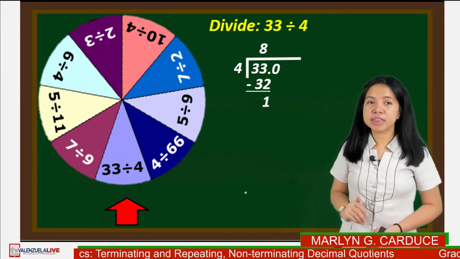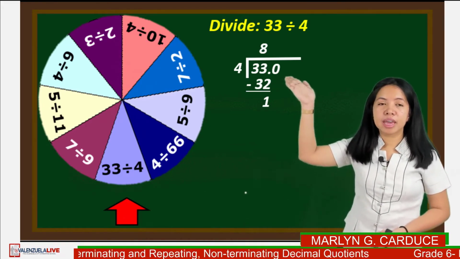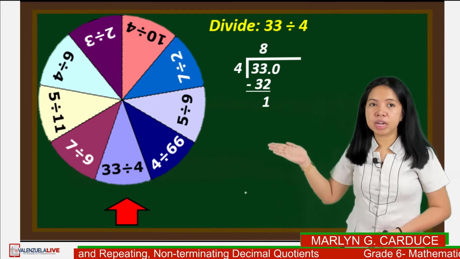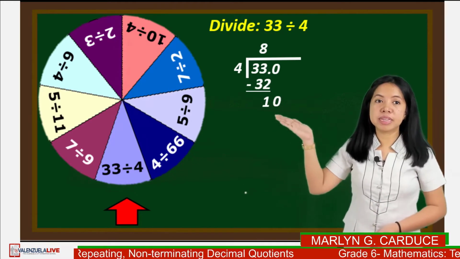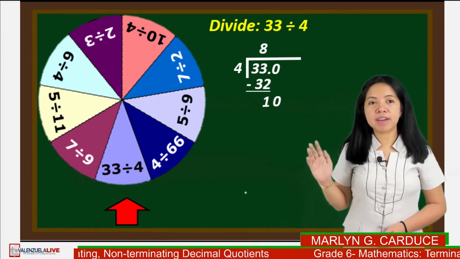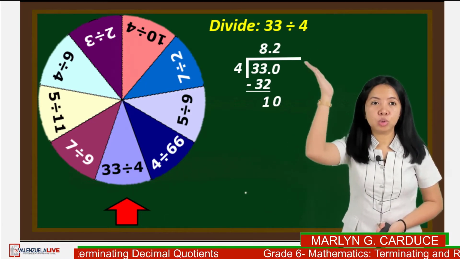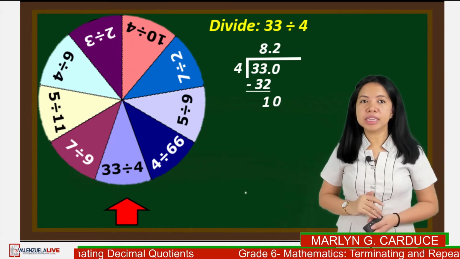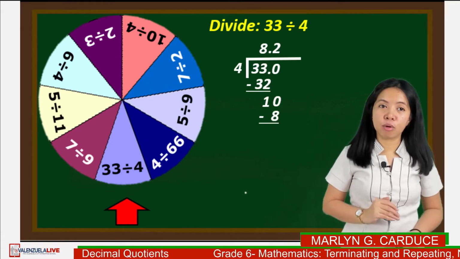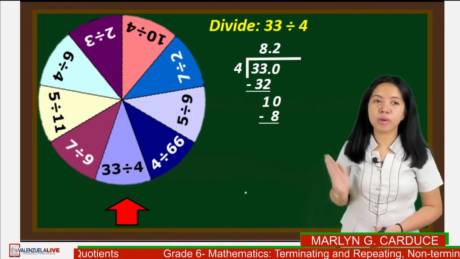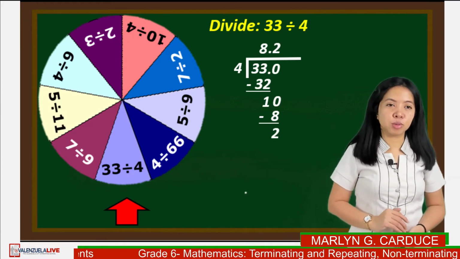And then write a decimal point and a 0 after 33. And then bring down 0. So that will be 10. And then divide 10 by 4. And that is 2. And then multiply 2 and 4. That is 8. And subtract 8 from 10. So the difference is 2.